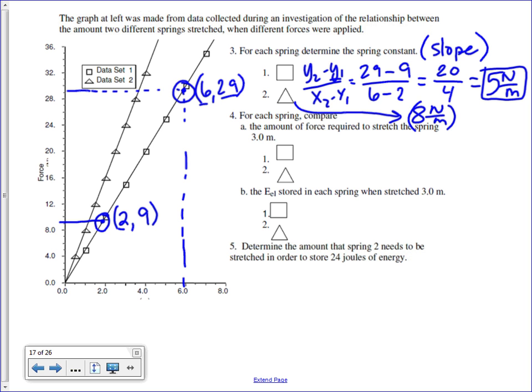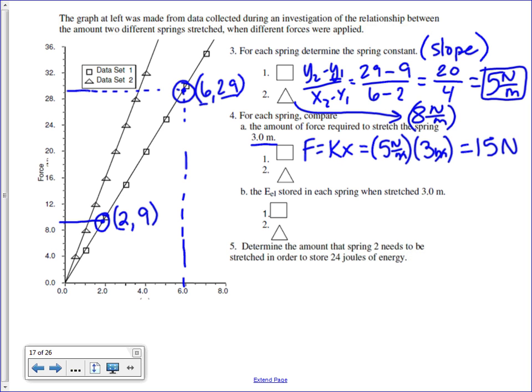Number 4 wants, for each spring, compare the amount of force required to stretch the spring 3 meters. So it wants you to find out how much force would be required to stretch the spring 3 meters and then compare them. For the square one, force is equal to k times x, which we now know, k is 5 newtons per meter, and the stretch is 3 meters. So meters would cancel out, and it would take 15 newtons to stretch that spring 3 meters.